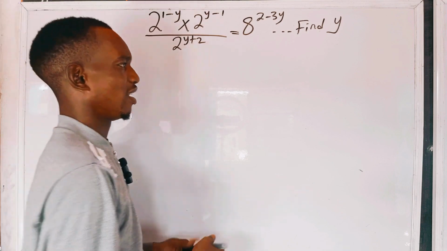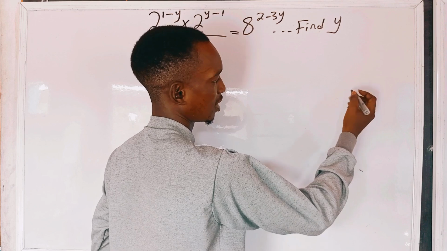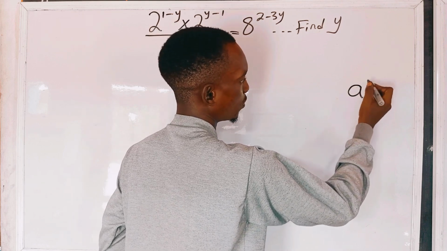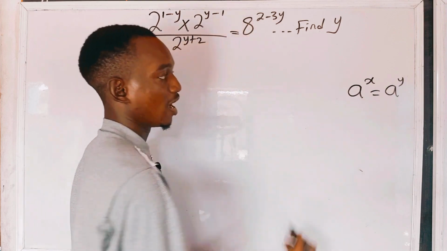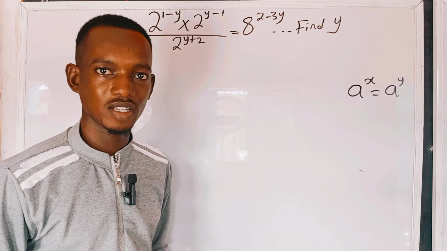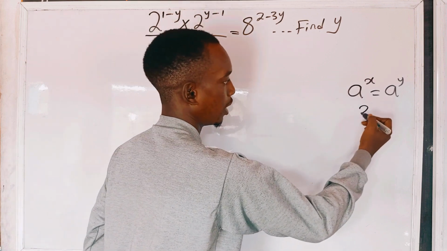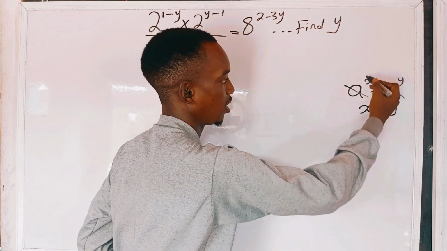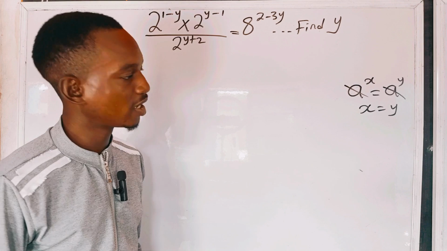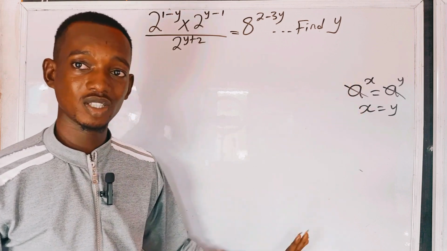What is that idea? The idea of exponential equations says that when you have a to the power of x equal to a to the power of y, that is, when you have the same base at the left and the right hand side of an exponential equation, therefore their powers must be the same. Or you can say a cancels a, so x equals y. Okay, that's a basic idea we can use for exponential equations.